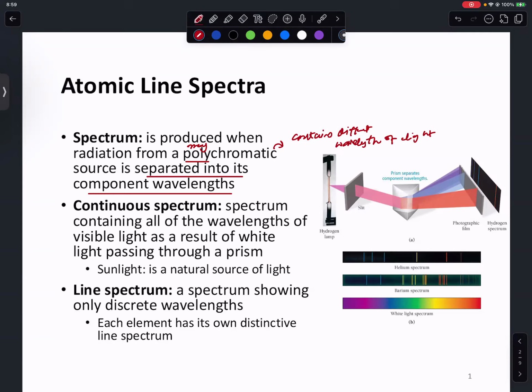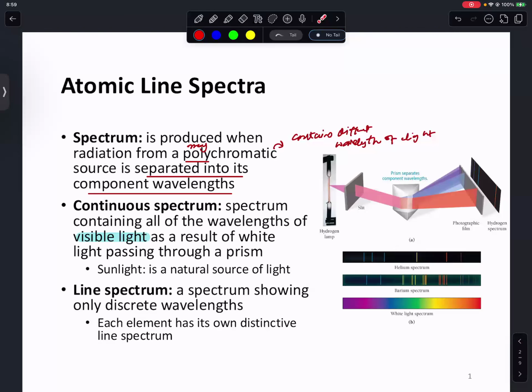And with that being said, the spectrum can be either a continuous spectrum, in which you have all the wavelengths of visible light. Specifically we're talking about visible light, like white light that comes from our bulb. Or you can have something like sunlight. Sunlight also has a continuous spectrum passing through a prism to give all the range of the colors in visible light, like you can see here in the white light spectrum.